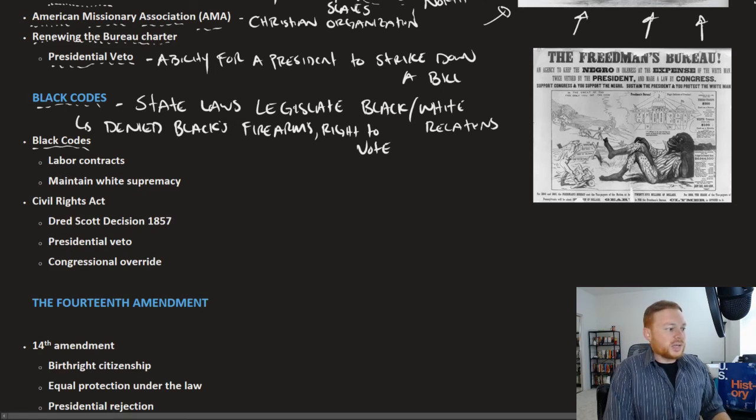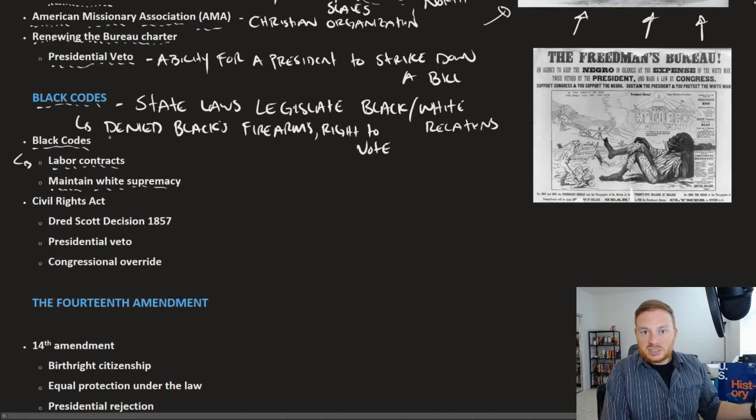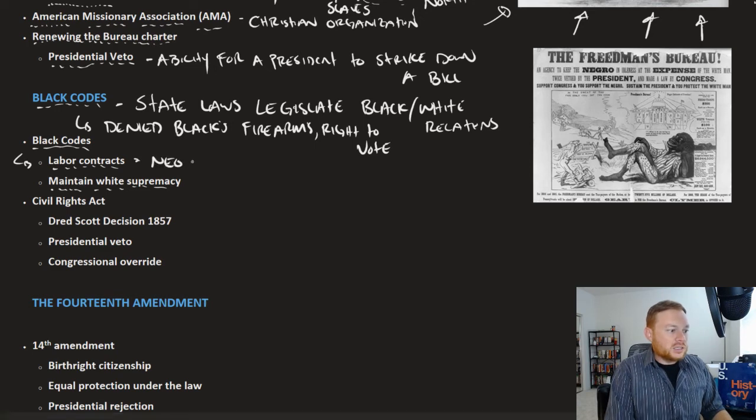And what the black codes were designed to do was twofold. One was to recreate the slave system which had been abolished in the Civil War. So one of the requirements in many of these states was that if you were black, if you were an African American, you legally had to be signed to a labor contract. And so this created kind of like a neo-slavery.